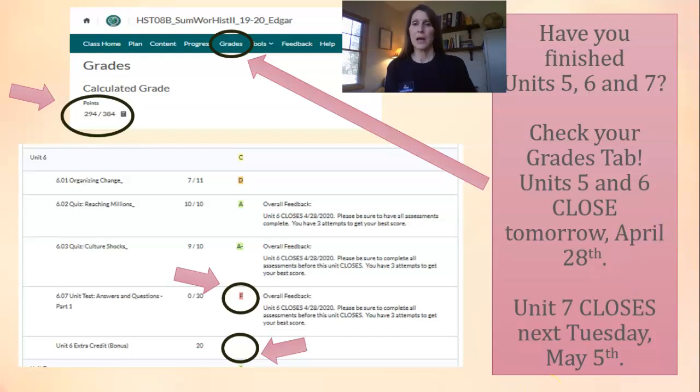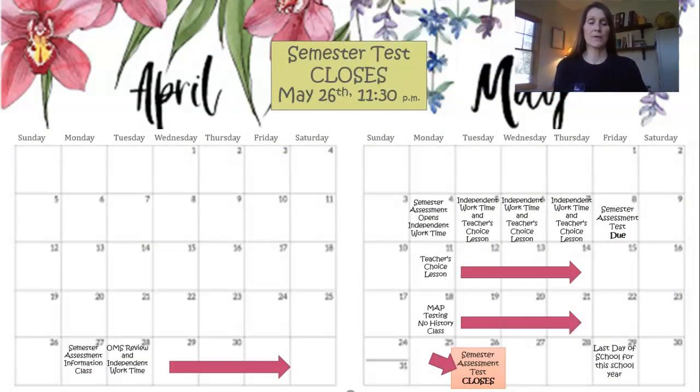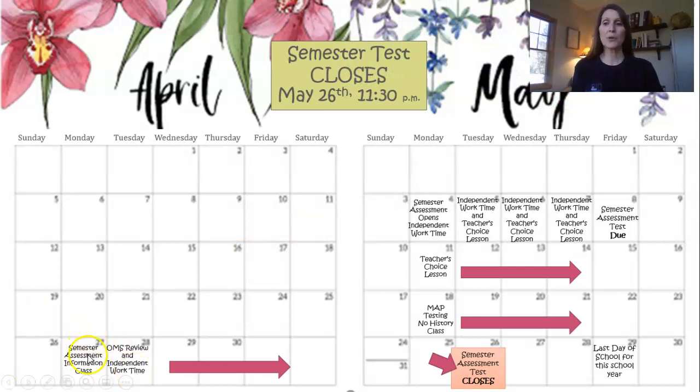All right, moving on. So this is our calendar. Let me move my webcam back over there. The end of April, that's this week. We are starting our semester assessment. We're going to have a class today, and then we'll have our OMS review. We're going to be reviewing in the OMS this week. We'll review today, Tuesday, Wednesday, Thursday. Friday will be on your own, and then you can review over the weekend.